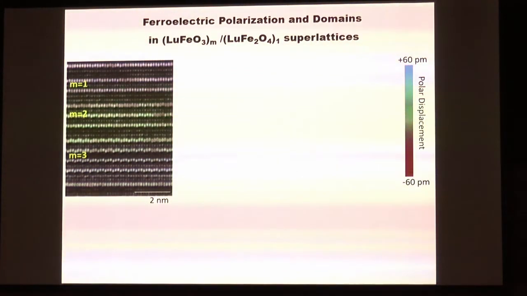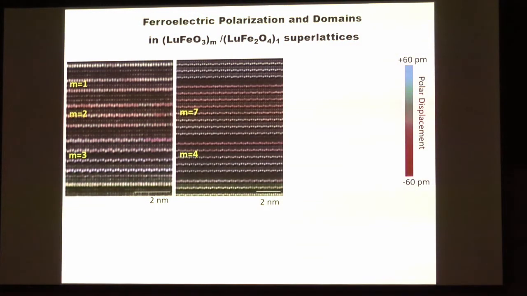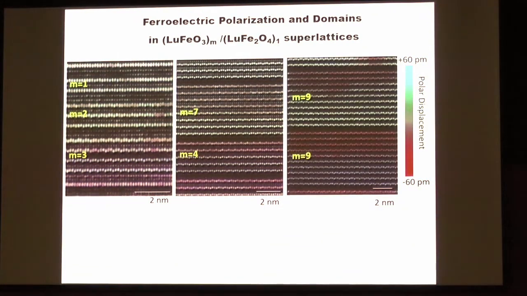So what's going on with the polarization in these superlattices? So we go by STEM and we can look at the M equals 1 layer. You can't see very much happening with the distortions here. But as you go to M equals 2, you start to see some ferroelectric rumpling. And M equals 3, it's getting larger. For M equals 4 and M equals 7, this is getting even larger. And then for M equals 9, it's quite clear.